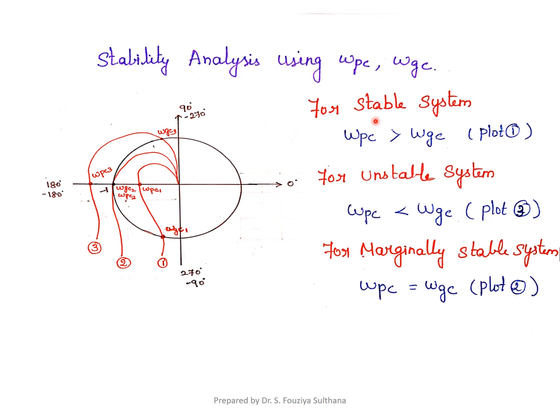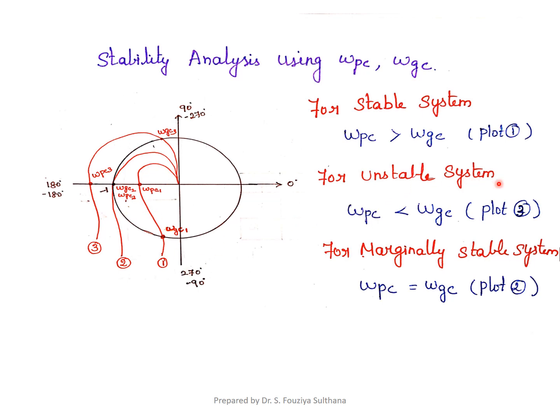We know that for the stable system, ωpc should be greater than ωgc. Just see the first plot. The direction is the clockwise direction. So the frequency at which ωgc is lesser than the ωpc. So this plot number 1 is a stable system plot.